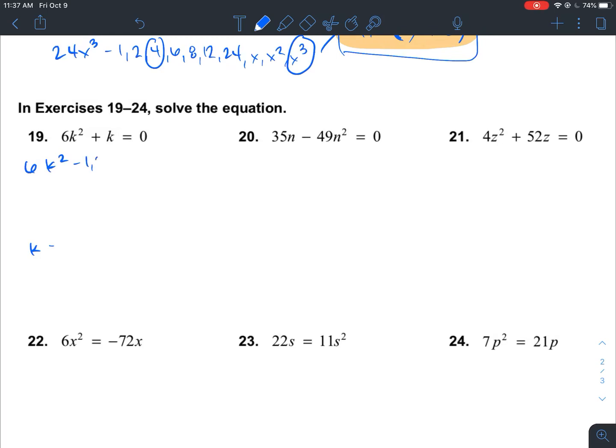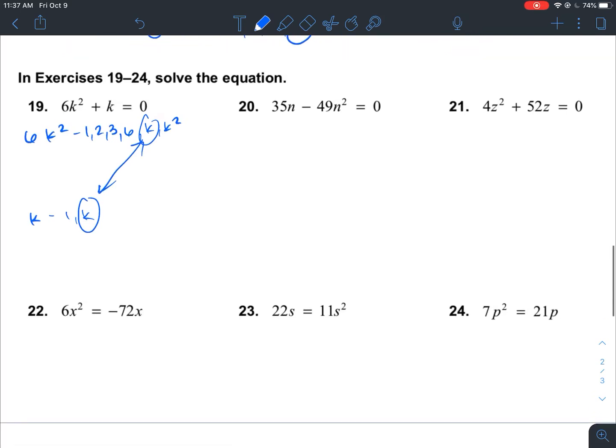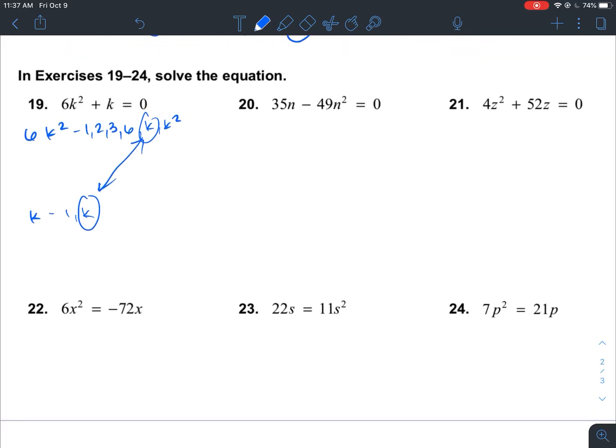That'd be 1, 2, 3, 6, and then multiples of k squared would be k and k squared. Now k can only be 1 and k. So let's look at what they have in common, and that pretty much is only this k right here. That's the greatest common factor. So what I do is I take the k that's in common, and then in parentheses I write what remains.